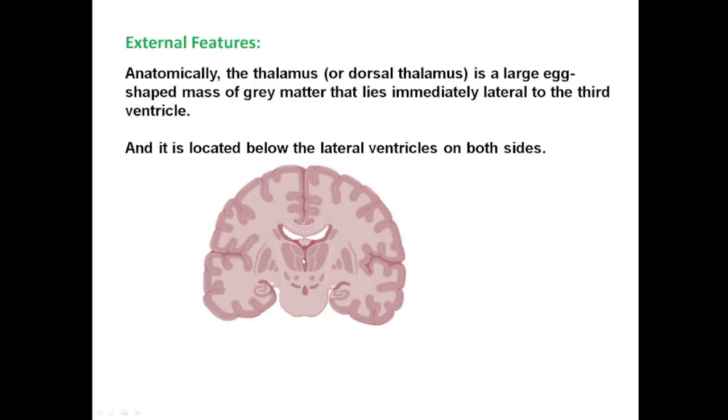Hi, today I am going to discuss the thalamus. The thalamus is a subcortical nuclear structure located in both cerebral hemispheres. It is located below the lateral ventricles of the brain.